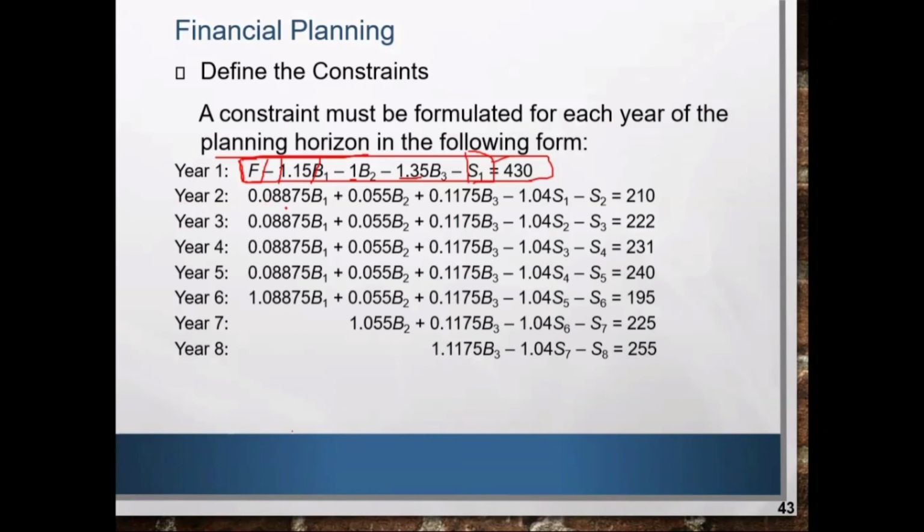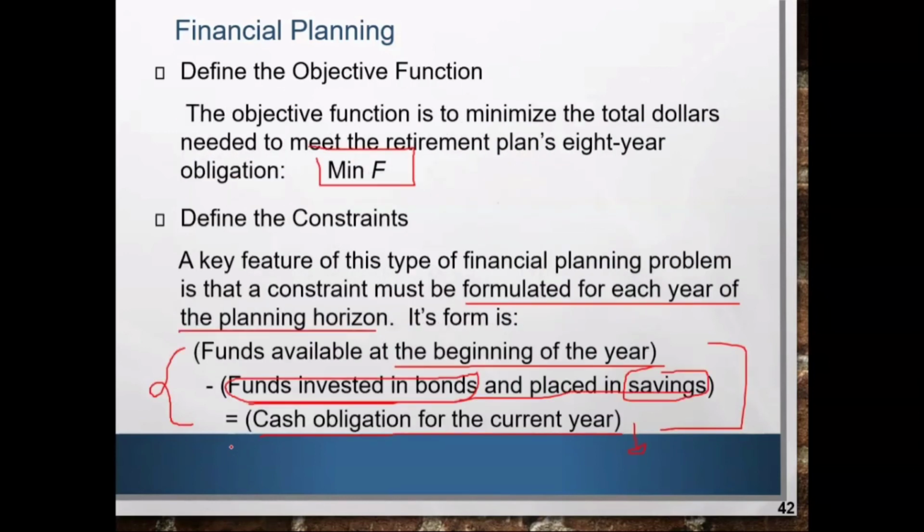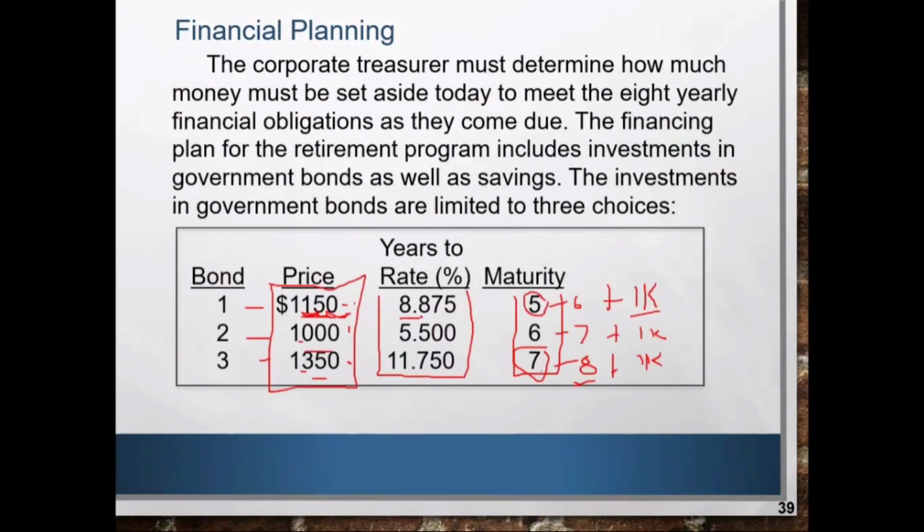Now, for the constraint of year 2, since at the beginning of year 2 the rate has increased, 0.8875. This is from the rate of the bonds. It is not moved by decimal places, but rather converted to decimal, because this is a percent. If converted to decimal, this will be 0.08875, 0.055, 0.055 and 0.1175.